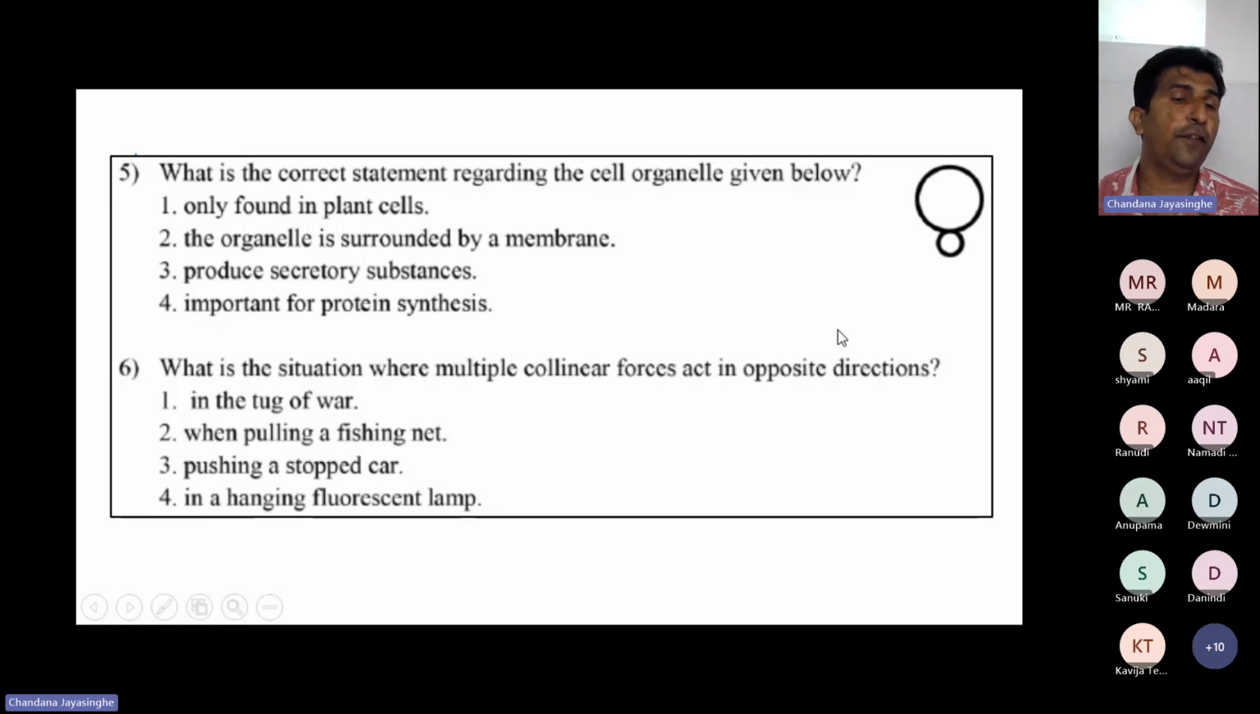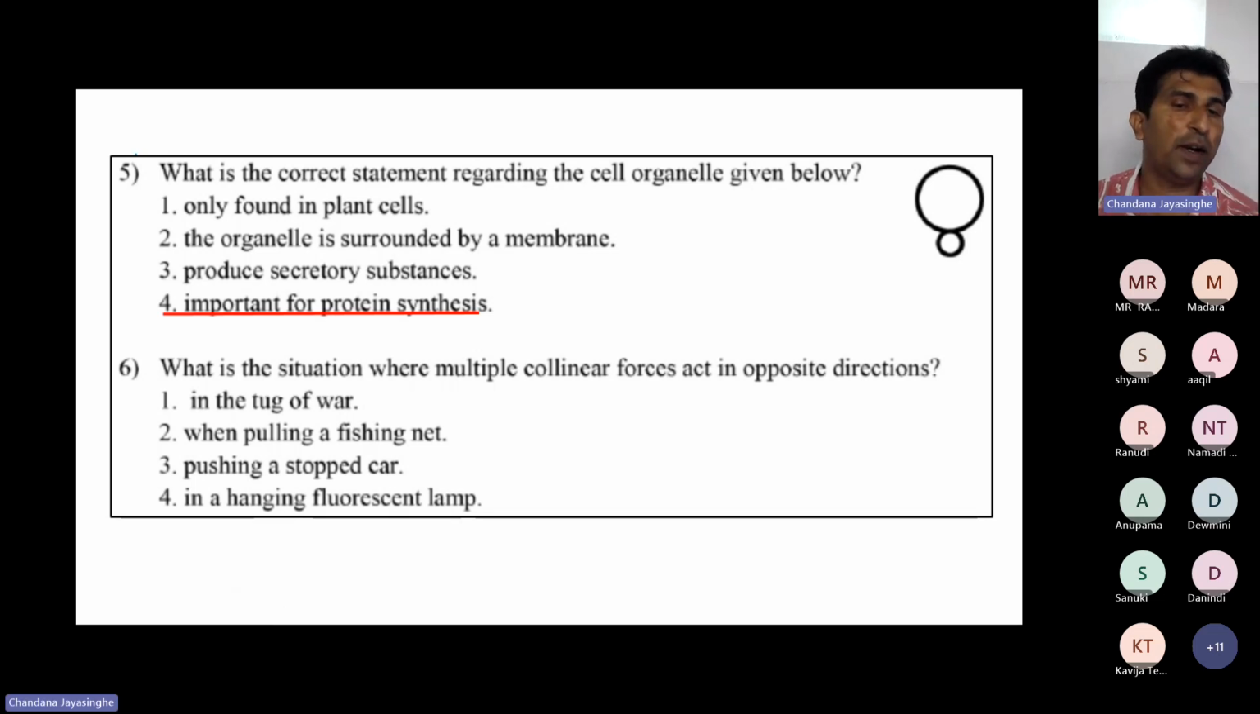Right. Then, fifth question. What is the correct statement regarding the cell organelle given below? Now you can see a large particle and a small particle here. So maybe you can think about that. This is called ribosome. Right? Ribosome. What is the main function? Right? Important for protein synthesis.